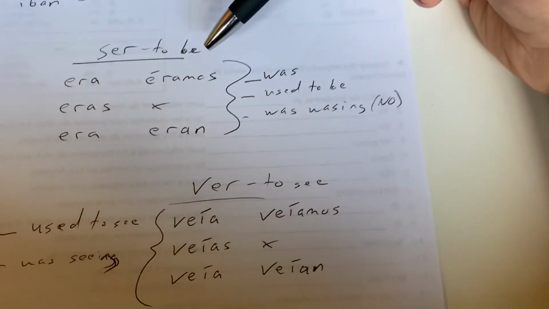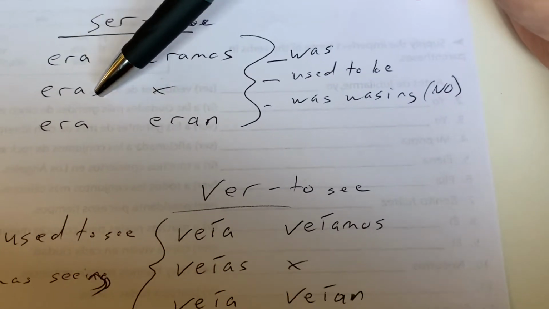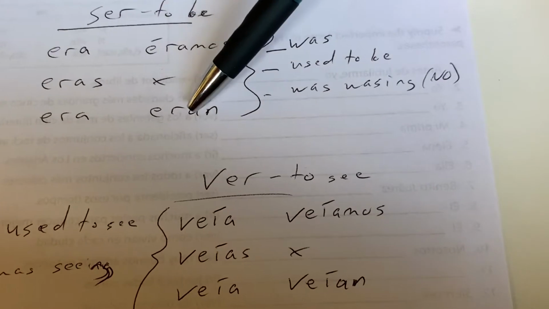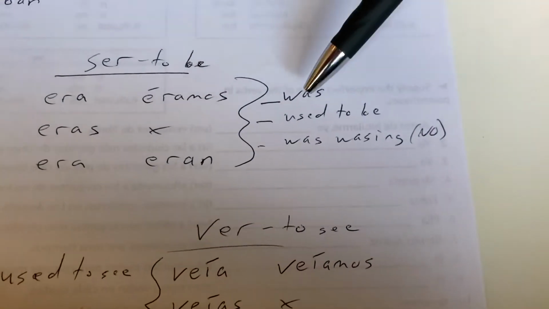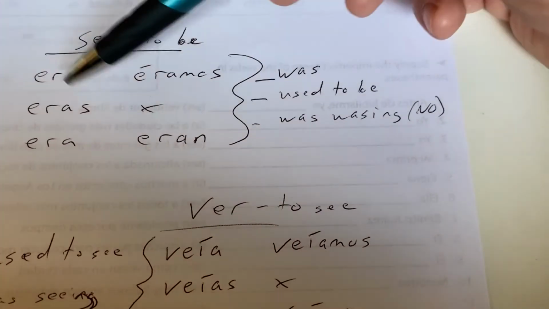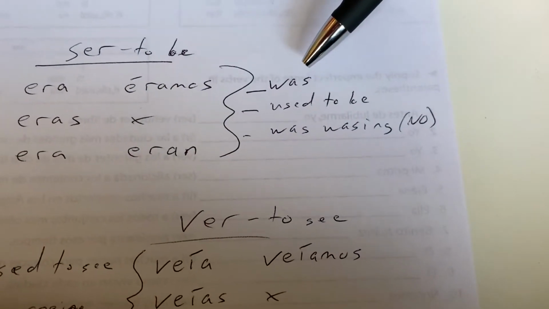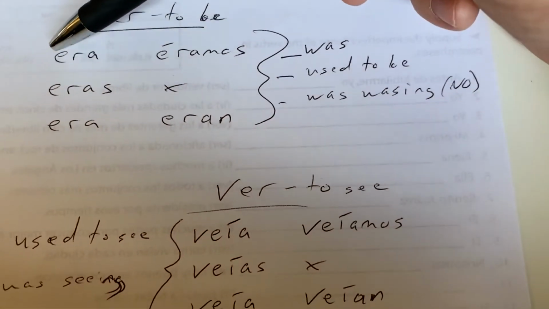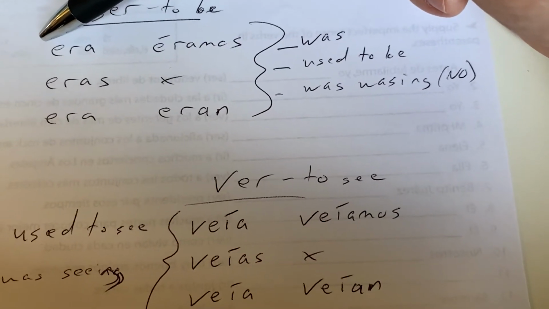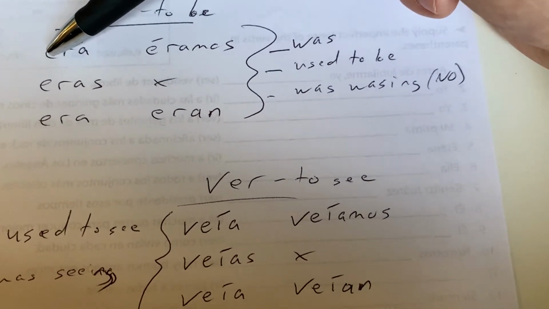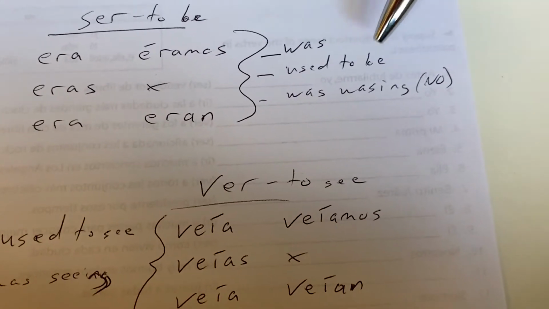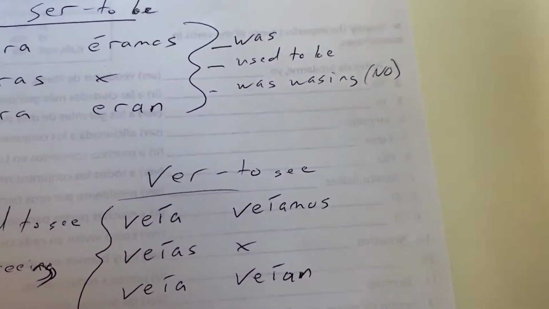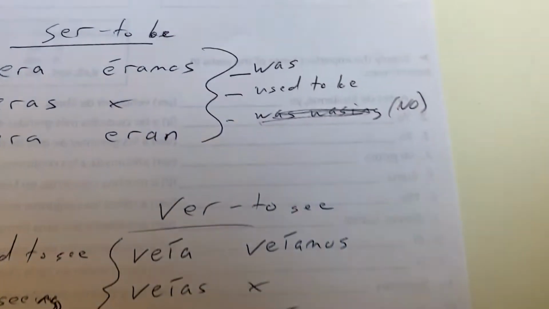So for ser, here they are again: era, eras, era, éramos, and yes, that is an accent right there, and eran. If you say yo era, you can say I was or I used to be. So when I retire from teaching, I can say yo era maestro, I was a teacher, or I used to be a teacher. And by the way, this is me just messing with you. I was just playing with you.